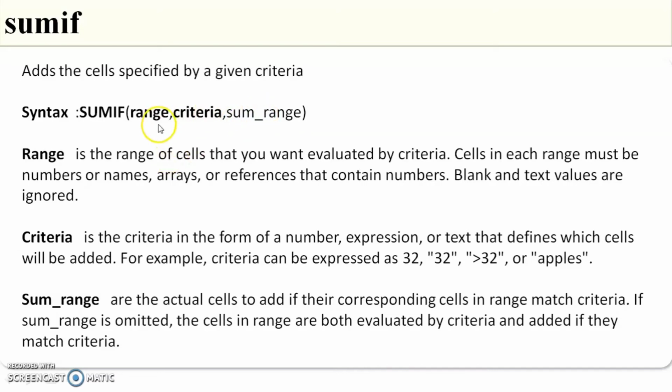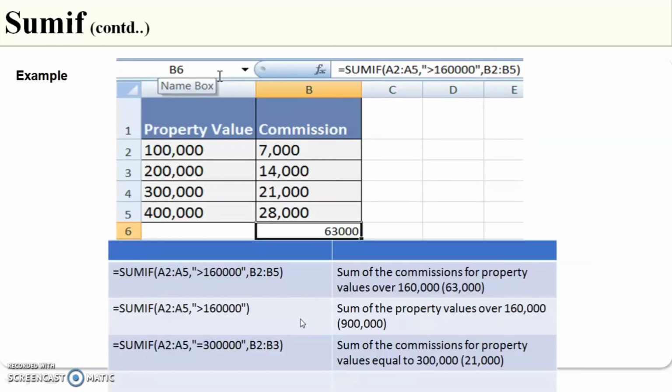So range is, as we have seen, the range of cells, and based on the criteria, the sum takes place in the range of cells. And sum range is what? It is the actual cells to add if their corresponding cells in the range match the criteria. If sum range is omitted, the cells in the range are both evaluated by the criteria and added if they match the criteria also. So let's see an example.